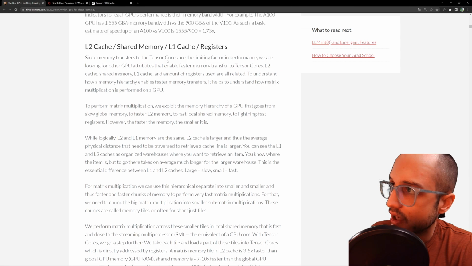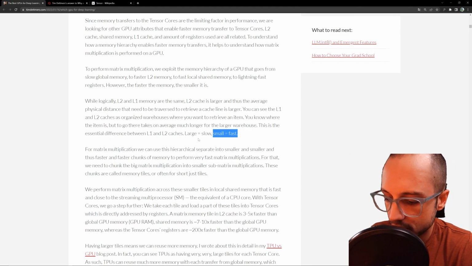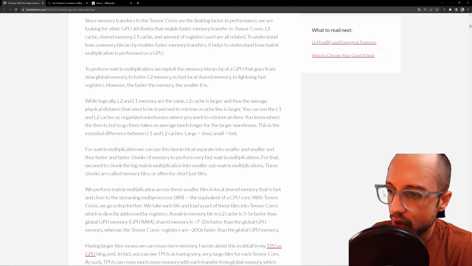Okay, so here we're talking about the memory hierarchy, right? And you have this trade-off: smaller groups of memory are going to be faster, right? The small warehouse. Larger groups of memory are going to be slower. So your slowest group of memory is your global memory, which is your GPU RAM.